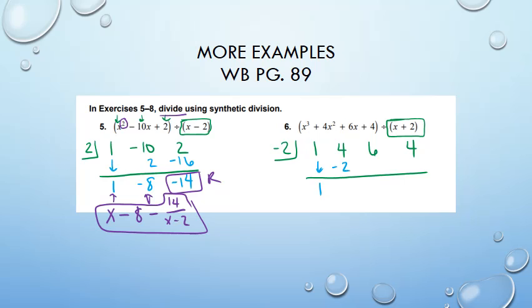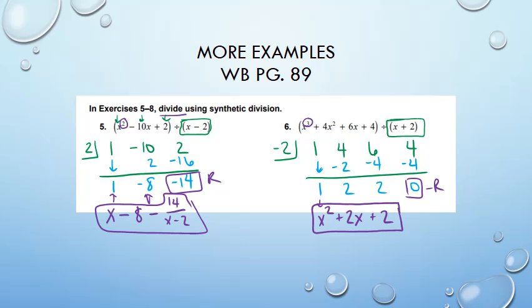1 times negative 2 is negative 2. 4 and negative 2 is 2. 2 times negative 2 is negative 4. Oh, we got a lot of 2's here. 2 times negative 2 is negative 4. And so in this case, I actually end up with a remainder of 0. So again, what that means is that x plus 2 is in fact a factor of this polynomial. All right, and again, we want to write out our answer using 1 less degree than what the question was. So this will be 1x squared plus 2x plus 2. And that's it, 'cause we have a 0 remainder.